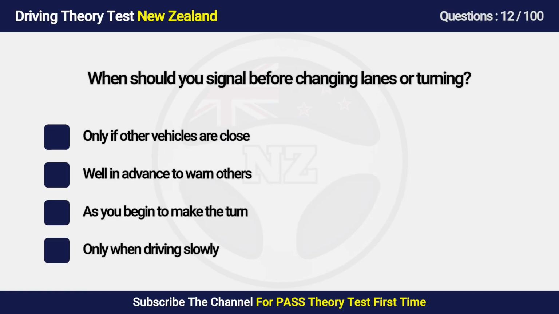Question 12. When should you signal before changing lanes or turning? A. Only if other vehicles are close. B. Well in advance to warn others. C. As you begin to make the turn. D. Only when driving slowly.